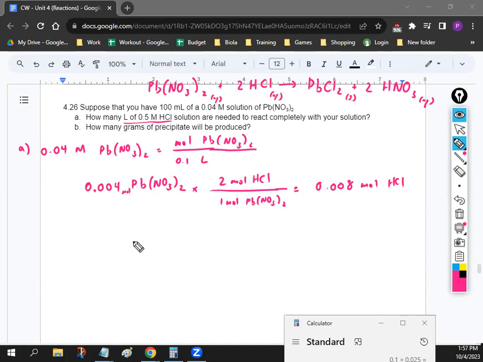And then since you're looking for liters this time, we just plug it into the molarity formula. 0.5 molarity is equal to 0.008 moles of HCl over liters. And then we just need to solve for liters. If you solve that out algebraically, you should get 0.016 liters of HCl.